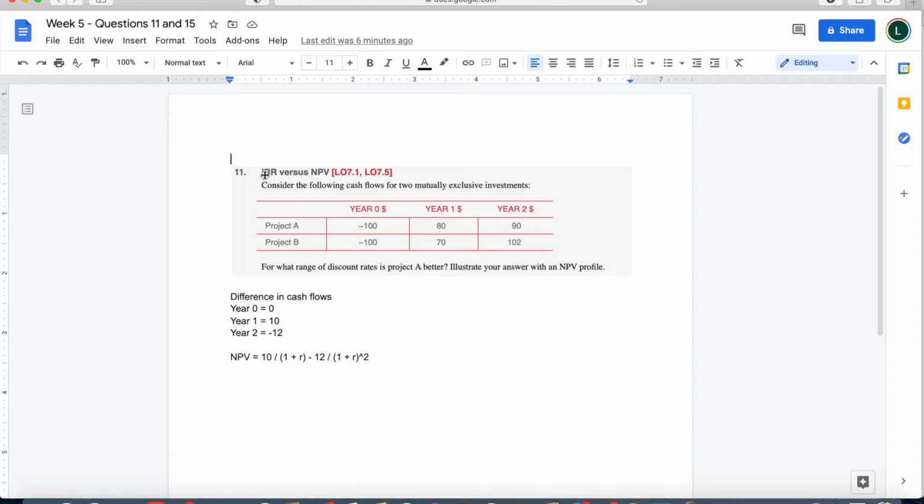So it's IRR versus NPV, question number 11. What we have is two projects. Here are our year 0, year 1, and year 2 cash flows, and what we are asking is for what range of discount rate is project A better? Illustrate your answer with NPV.